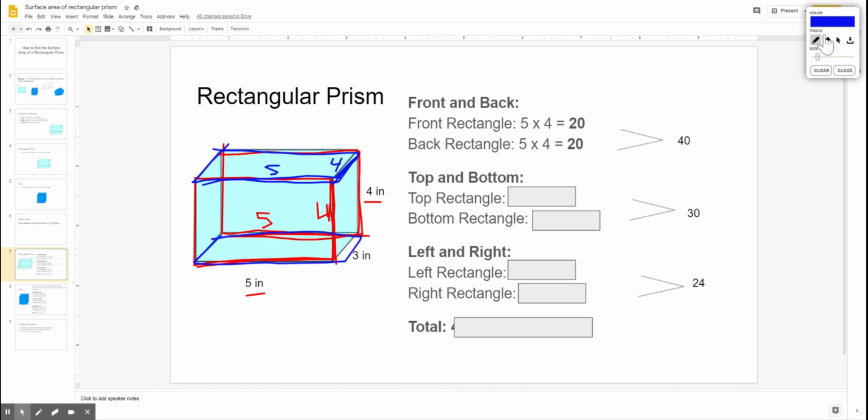Whoops, I said 5 times 4. This should be 3. And that's 3 because, and this is why we check, this side is 3 down here. So if this length is 3, then this length is also 3. So this is really 5 times 3. So 5 times 3, which is 15, and 5 times 3, which is 15. So the top and bottom rectangles are 15.